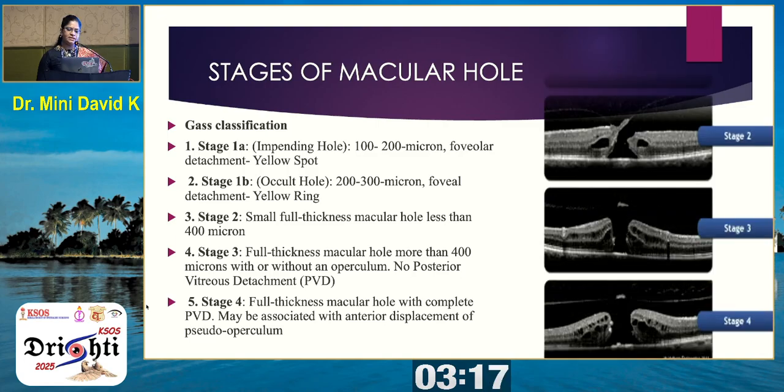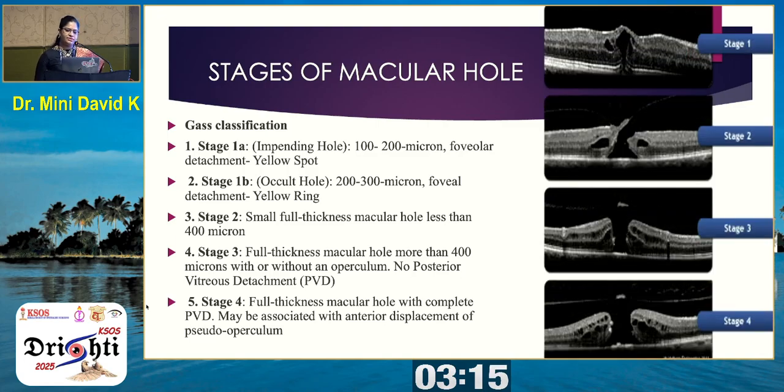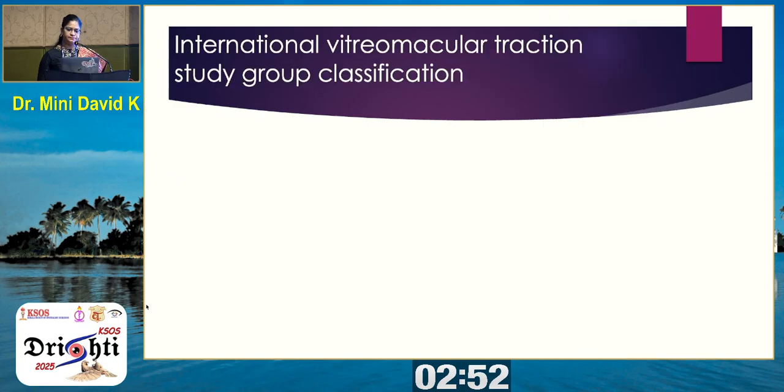Coming to the stages, the Gass classification. Stage 1A is an impending hole of 100 to 200 microns with foveolar detachment. Stage 1B is an occult hole, 200 to 300 microns with foveolar detachment, clinically seen as a yellow ring. Stage 2 is a small full thickness macular hole, less than 400 microns. Stage 3 is a full thickness macular hole, more than 400 microns, with or without an operculum. Stage 4 is a full thickness macular hole with a complete PVD.